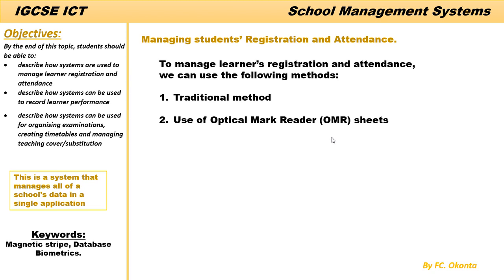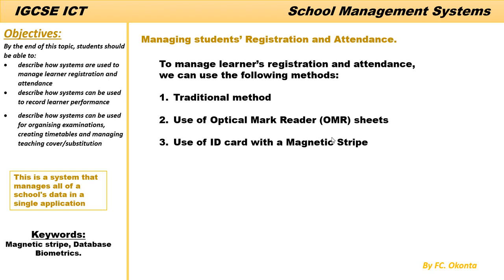So instead of having a student registration book, the OMR sheet is used to call the register and mark it and shade it. Then later on during the day, the teacher will take it to the OMR reader and scan it, and that record will be stored automatically inside the computer. The next method is the use of ID card with a magnetic stripe.